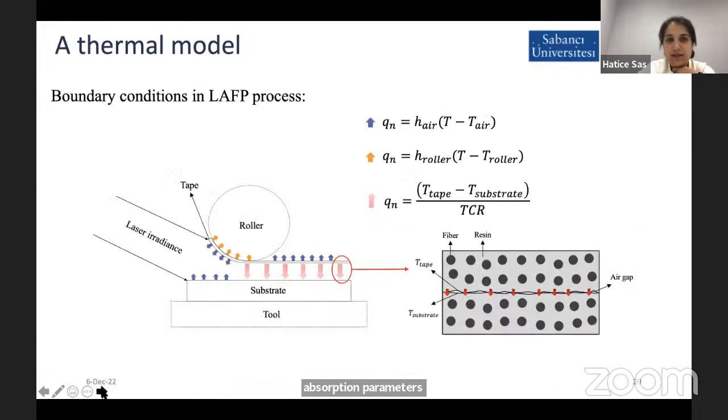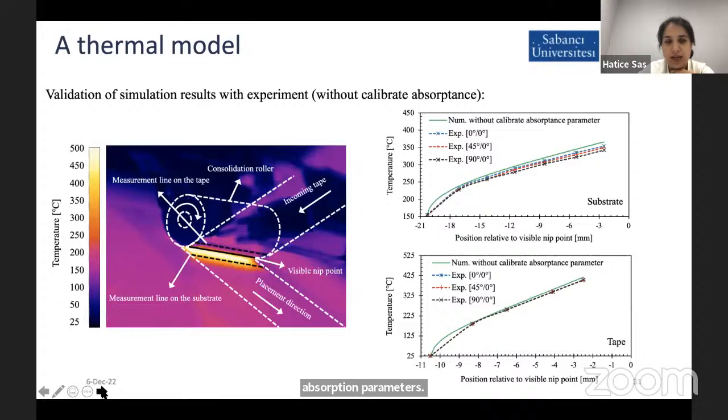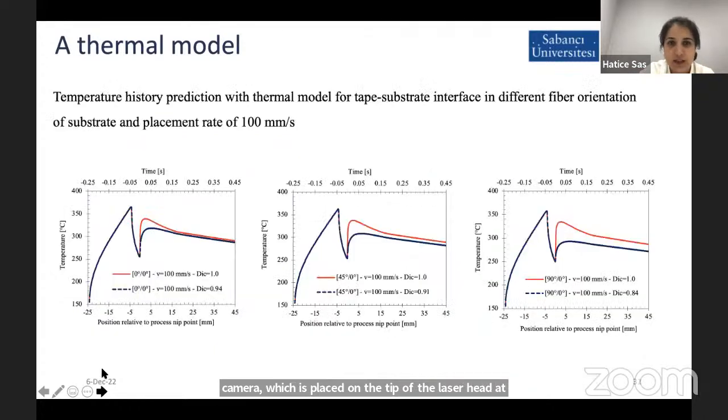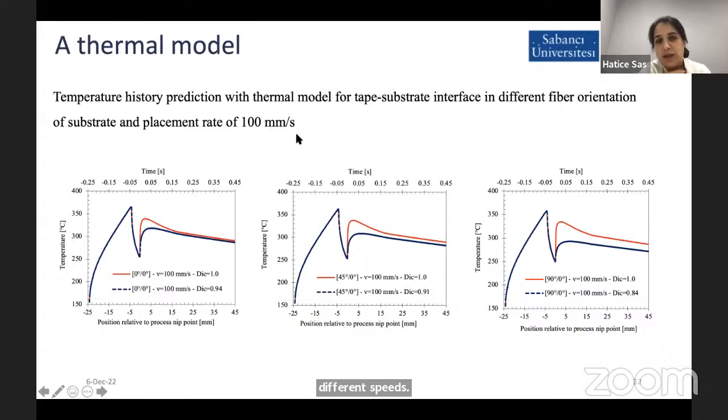And with the assigned boundary conditions, we had a chance to successfully validate it with our thermal camera, which is placed on the tip of the laser head at the nip point. So after validating the temperature, we managed to get the thermal profiles with different speeds. 100 millimeters per second, 0.1 meter per second, is a well-accepted layup velocity for the AFP device.